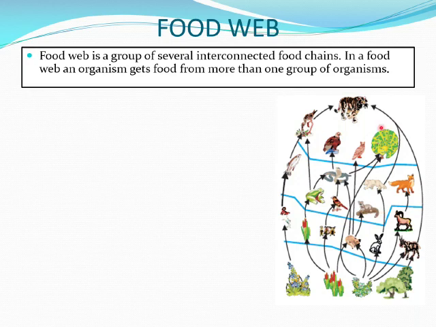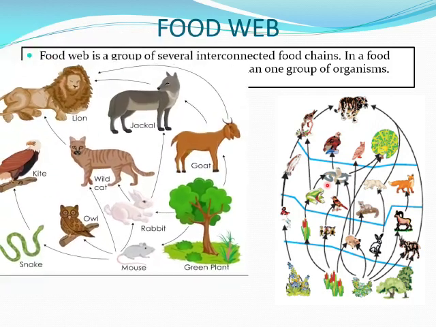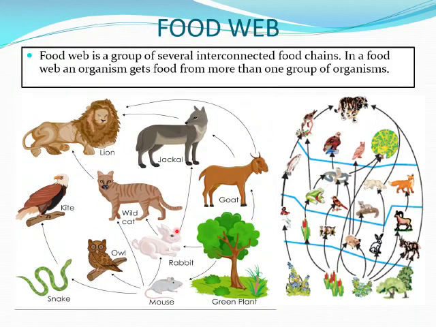Such interconnection between the food chains is called a food web. They form a network-like structure in the environment. As this network looks like a web and the organisms depend on each other for food, this kind of network is called a food web. Here you can see how the animals depend on the plants, and how they are interdependent on each other. Green plants are eaten by the mouse, the mouse is eaten by snake and kite, like that. Mouse is eaten by owl.